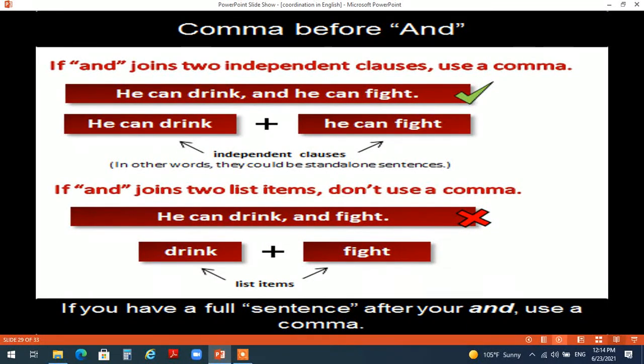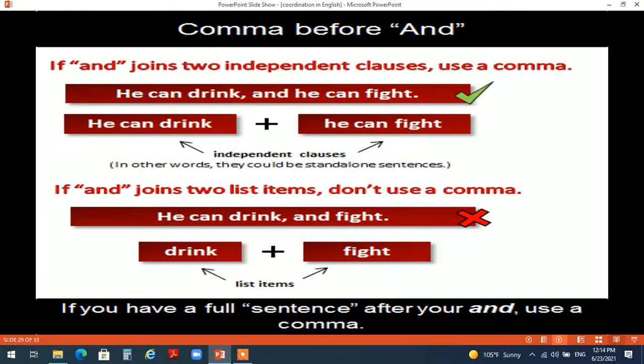If and joins two independent clauses, use a comma. As we already said, إذا كنا استخدمنا مثلا أي أداة ربط كان تكون and أو أي أداة ربط أخرى للربط ما بين عبارتين فعليتين مستقلتين، ففي هذه الحالة لابد أن نستخدم الفارزة. He can drink and he can fight. As you can see here, the comma is present.